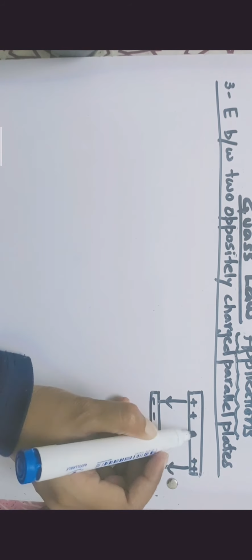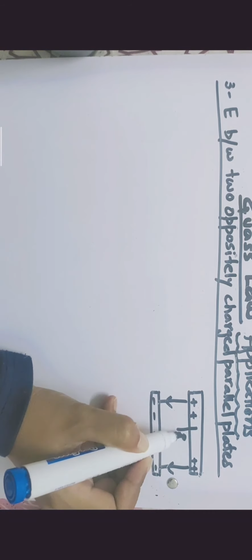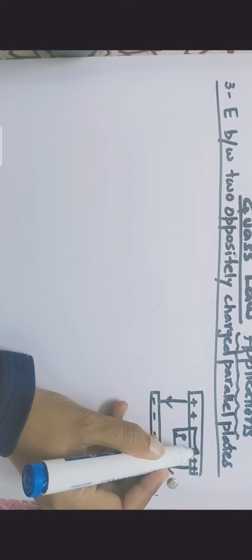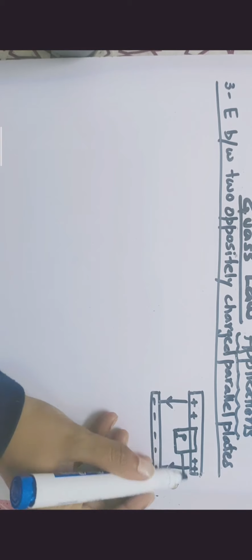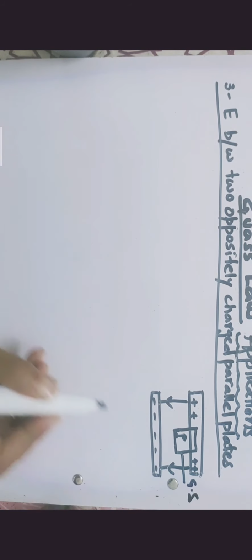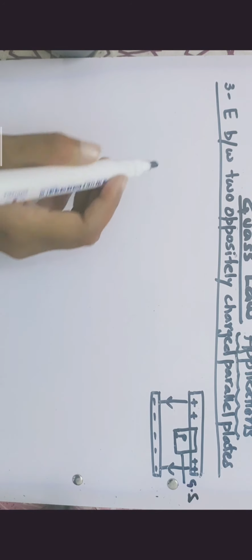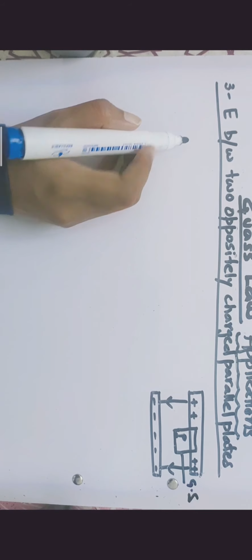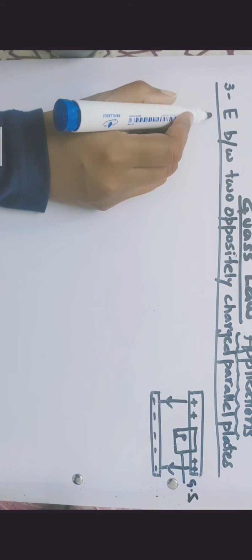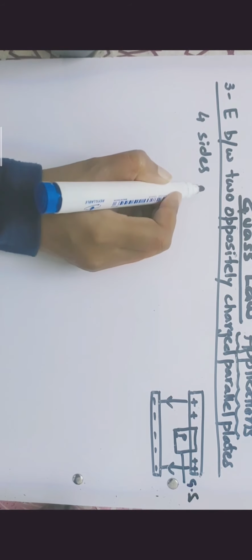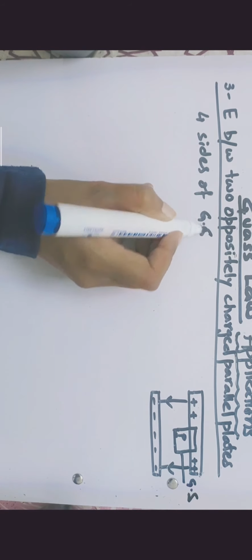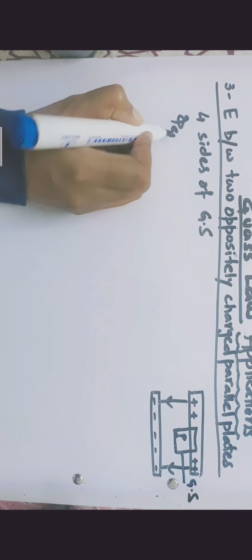There is no such surface, so we are drawing a Gaussian surface in the form of a rectangle, and P's point is lying on the Gaussian surface. This is basically a rectangular Gaussian surface. Now we have to determine the flux experienced by this Gaussian surface. To determine that, what would we do? We basically have four sides of the Gaussian surface, and we will calculate the total flux experienced by it.